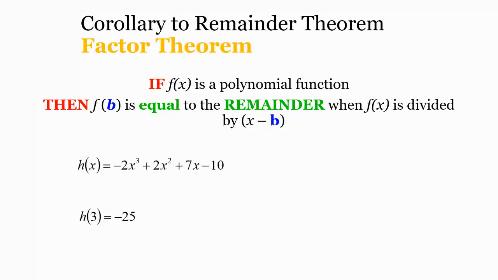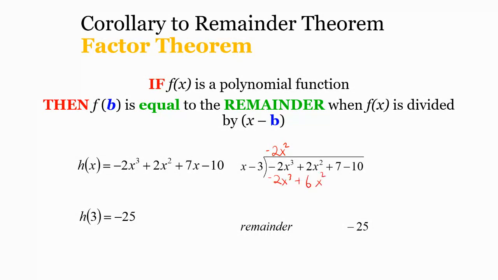So here I've got h of x. H of 3 gives me negative 25. Therefore, your remainder is also negative 25. I could sit here and actually do the long division. And I would have negative 2x squared. Negative 2x to the third plus 6x squared goes away. Negative 4x squared plus 0x. What is that? So negative 4x. Negative 4x squared plus 12x. Negative 12x plus 7. Minus 12. And then you've got minus 12x plus 36.